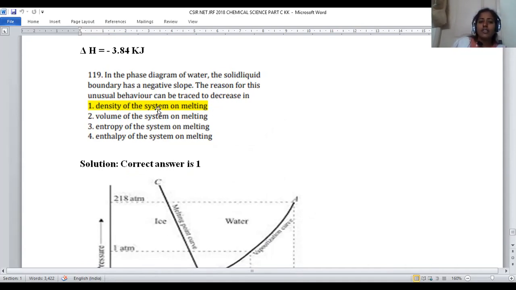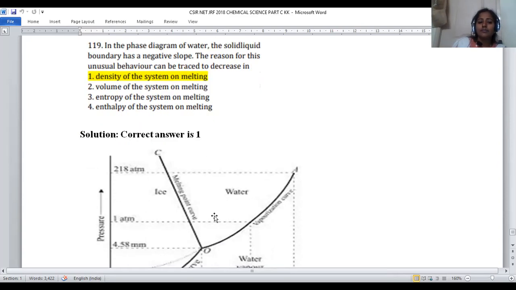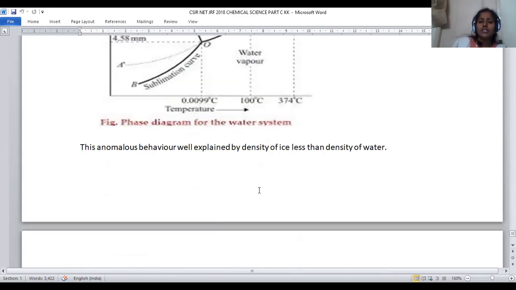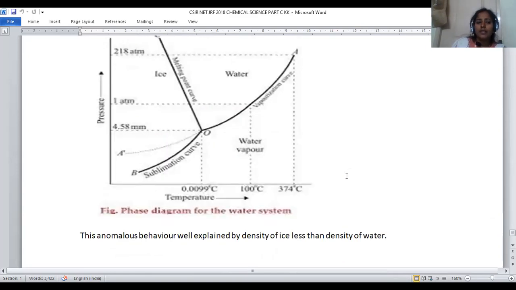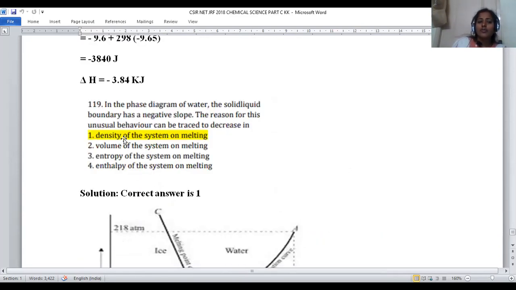This is purely because of the density of the system upon melting, so a density change can be observed. This anomalous behavior is purely explained based on the density of the ice. Ice density is always lesser than water. For question number 119, option number one will be the right answer.